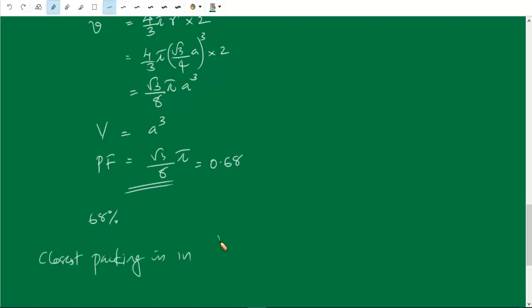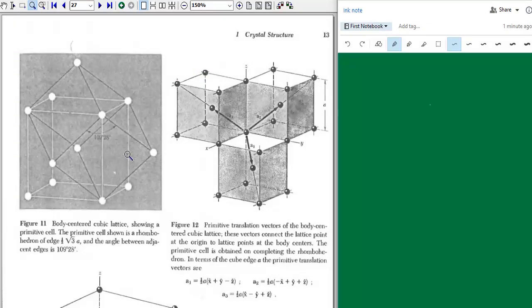The primitive cell of a body-centered cubic crystal. The body-centered cubic lattice contains 2 lattice points. That means it is not a primitive cell. But the simple cubic cell is a primitive cell because it contains only 1 lattice point. And the FCC contains 4 lattice points. So we wanted to see what is the primitive lattice of a body-centered cubic lattice.